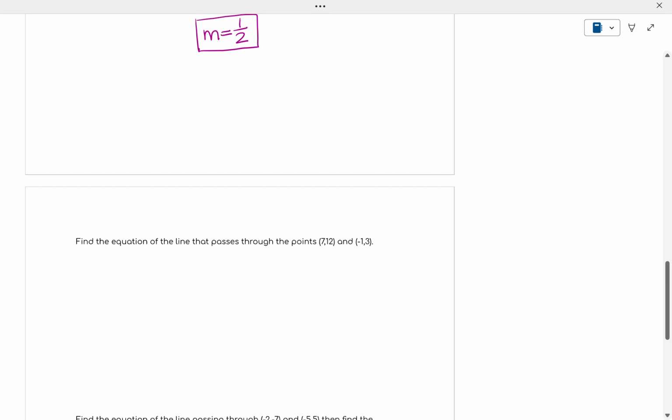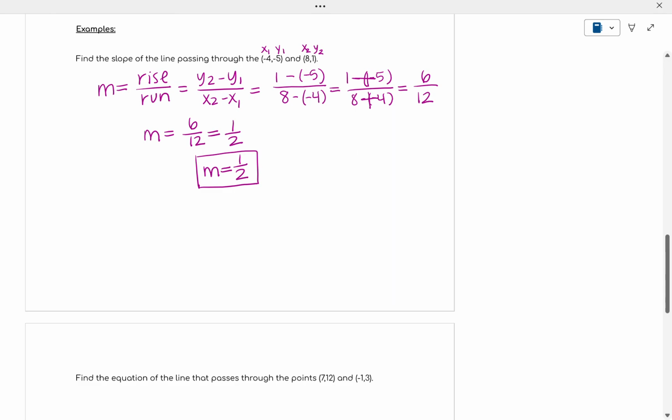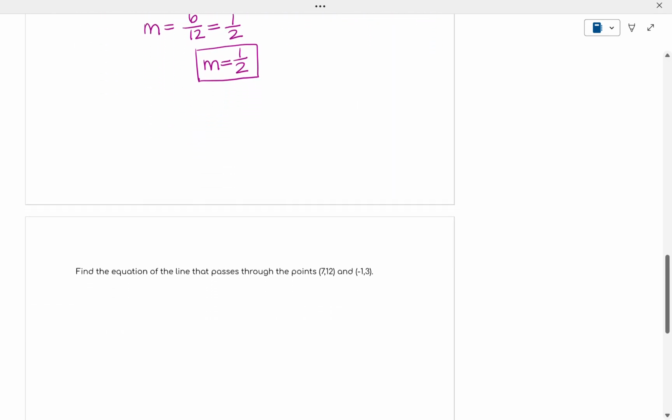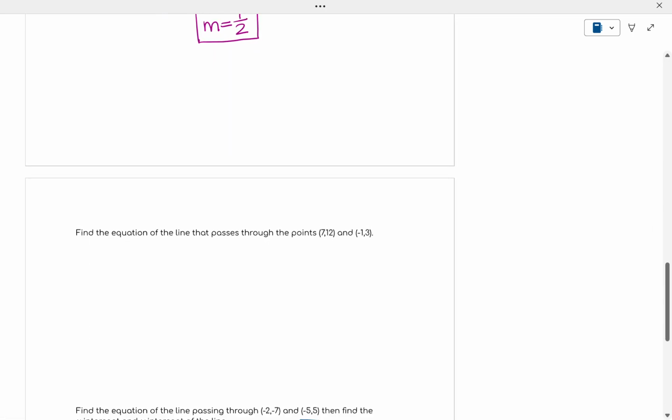So find the equation of the line that passes through the points 7, 12, and -1, 3. So the difference between these two problems is the first one we were just expected to find the slope, whereas here we're expected to find the entire equation. And so let's first start out by writing the slope-intercept form of an equation. So y equals mx plus b. So we want to find the equation where these 2 points lie on it.